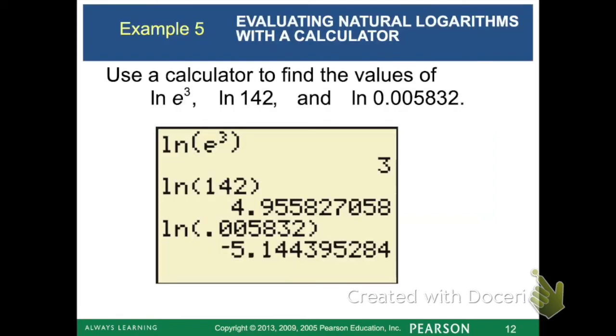Example 5 is here for you to practice entering in different natural logs into your calculator. So try natural log of e to the third, natural log of 142, and natural log of 0.005832. Plug those in your calculator and make sure that you get these 3 answers out.